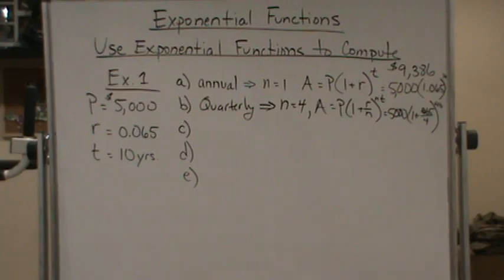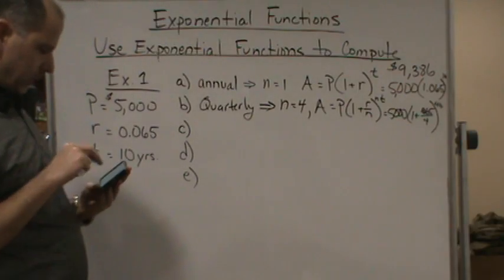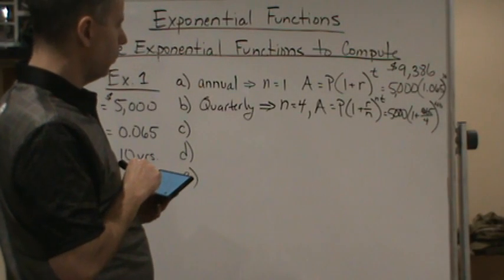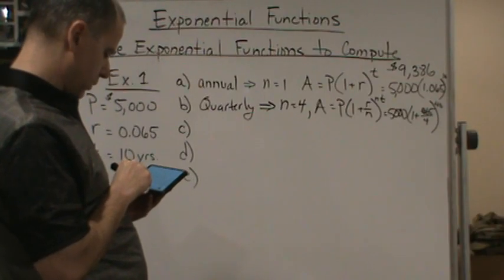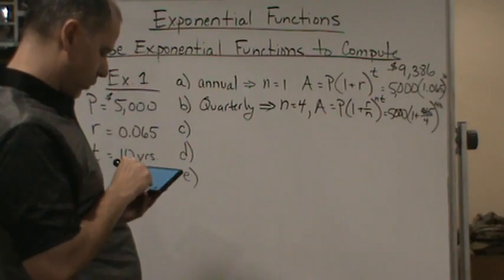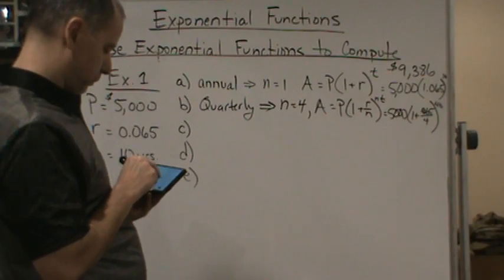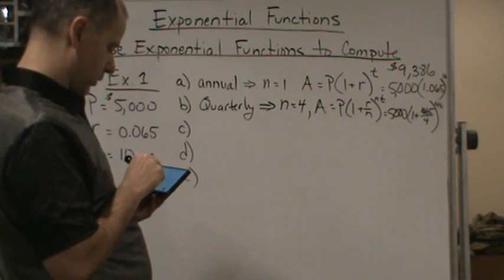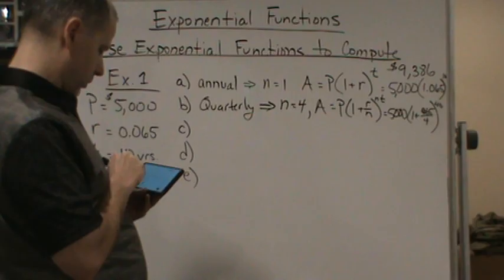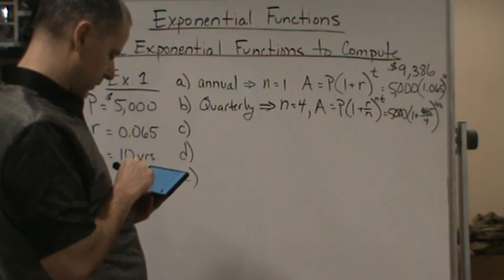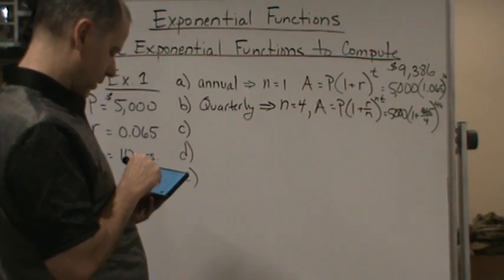Yeah, that doesn't make any sense. Hold on. Let me try it again. Let me do this a little differently. Let's do 0.065 divided by 4 plus 1. And we're going to raise this. Oh, that's right, it was supposed to be 40. I'm sorry, that's where I made my mistake. So raised to the 40th power.